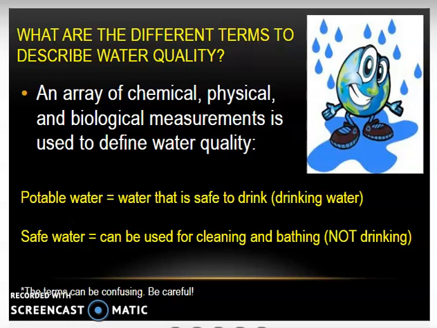Potable water is water that's safe to drink. This is water that comes out of a tap that has been deemed safe to drink. Safe water can be used for cleaning and bathing, but not drinking. These terms are sometimes confusing.